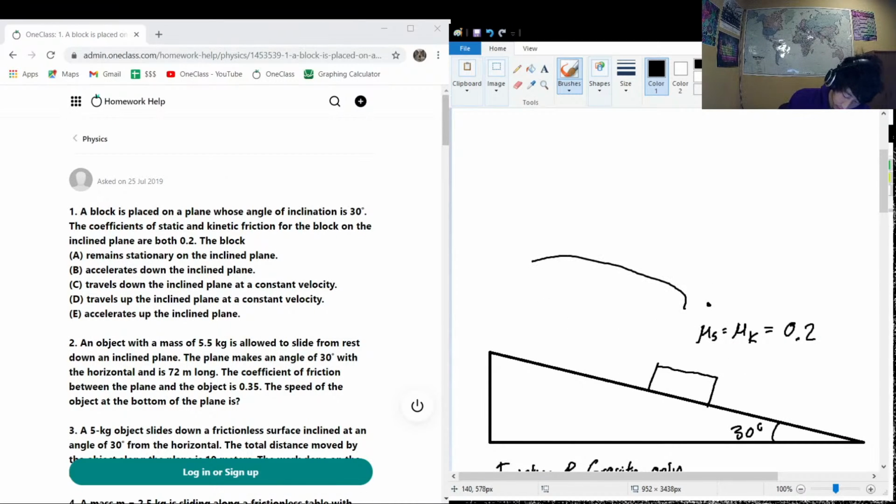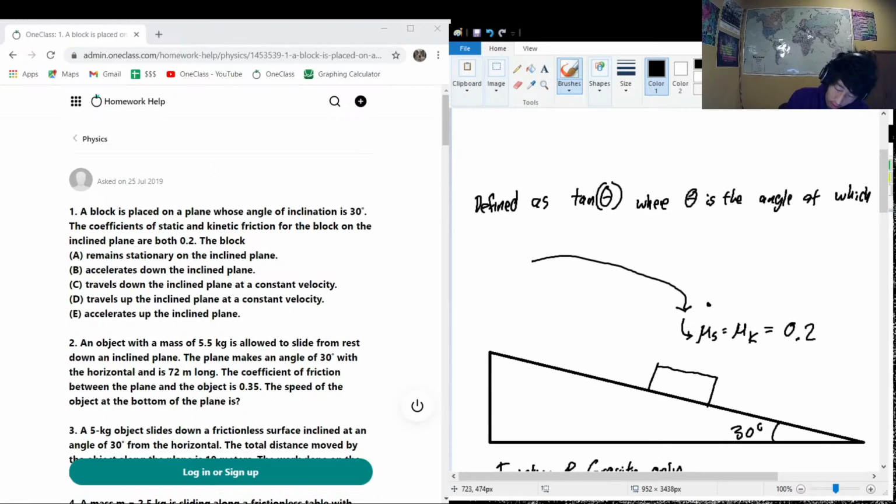So this is for static friction, defined as tan theta, where theta is the angle at which the stationary block starts to slide.